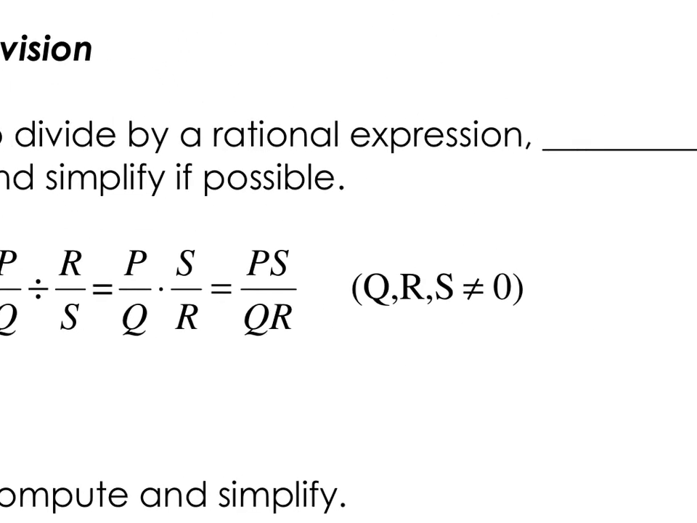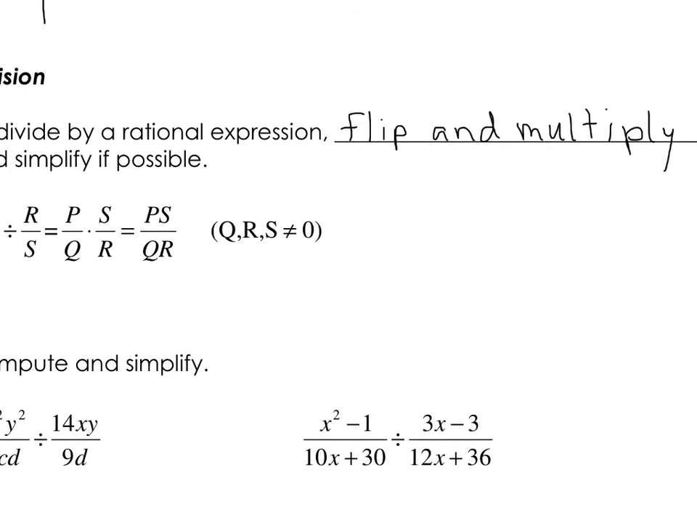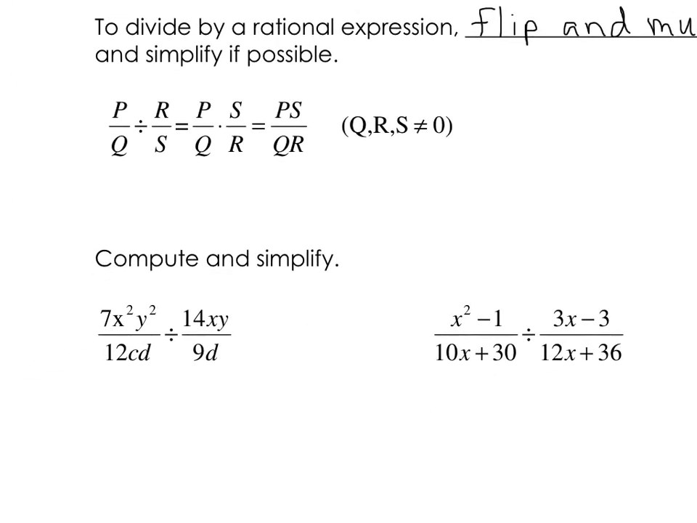So to divide by a rational expression, we're going to flip and multiply. Of course, we're dealing with rational expressions, so when we get through doing that, we better factor and simplify. So if we have P over Q divided by R over S, then that will give us P over Q times S over R. We flip the R over S and multiply. P times S over R times Q.